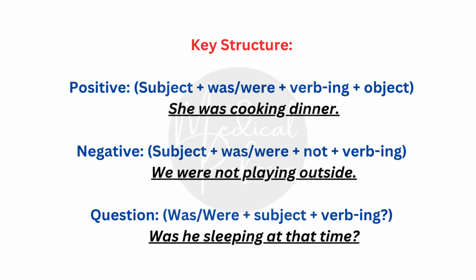Key structure of past continuous tense. Positive, subject plus was/were plus ing form of the verb. For example, she was cooking dinner. Negative form, subject plus was/were plus not plus ing form of the verb. For example, we were not playing outside. Question form, was/were plus subject plus ing form of the verb. For example, was he sleeping at that time?